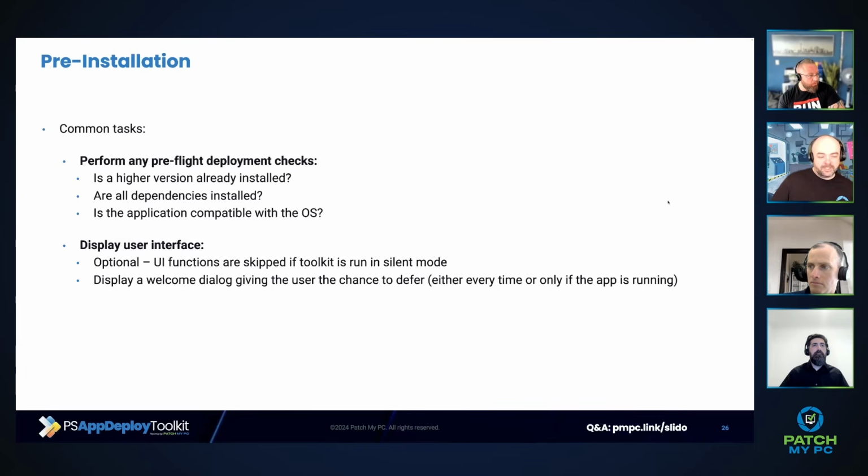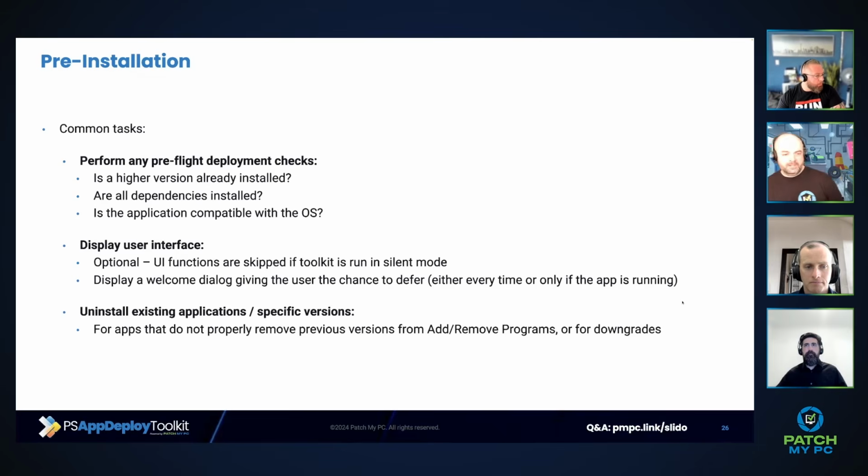And then within this section is also where you will display your user interface, which is purely optional. You can run the toolkit in silent mode so that nothing is displayed. But if you have an application where you need to close the application before it gets updated, then this is a handy way to do it. You can either pop this dialog up, giving the user a chance to defer every single time the toolkit runs, or only if the application process is detected as running.